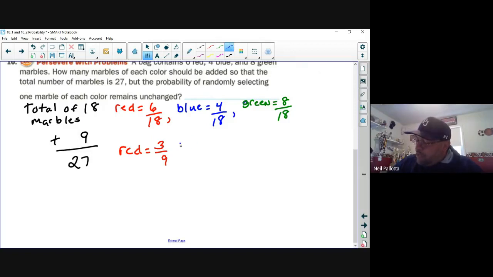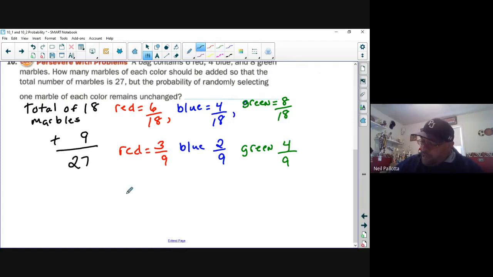We want to do the same for blue. How many out of 9 is the same as 4 out of 18? Half of 18 is 9, so half of 4 is 2. So 2 out of the 9 marbles that we add to the 18 have to be blue. We want to do the same thing with our green marbles. How many out of 9 must be green? Well, 8 out of 18 is the same as 4 out of 9.